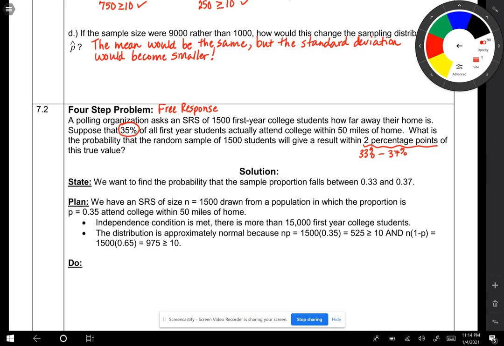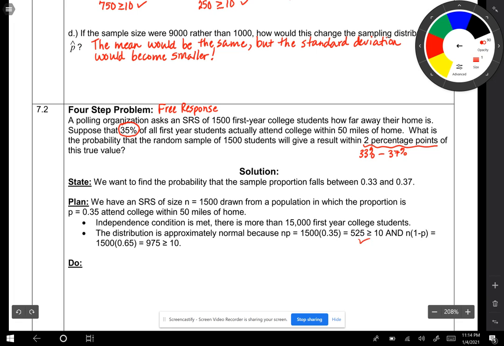The independence condition is met because it is reasonable to assume that there are more than 15,000 first-year college students. So just take the 1,500 and multiply by 10. The normal condition has been met because, if you look at the second sentence, the distribution is approximately normal because n times p, so 1,500 times 0.35, is equal to 525, which is greater than or equal to 10.